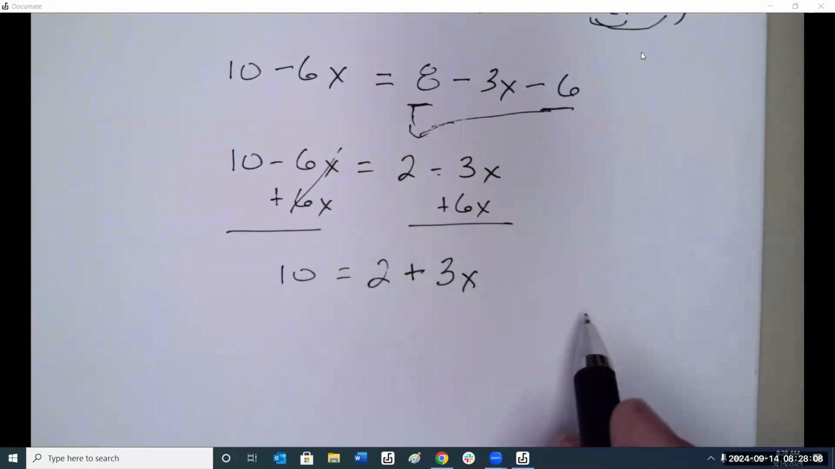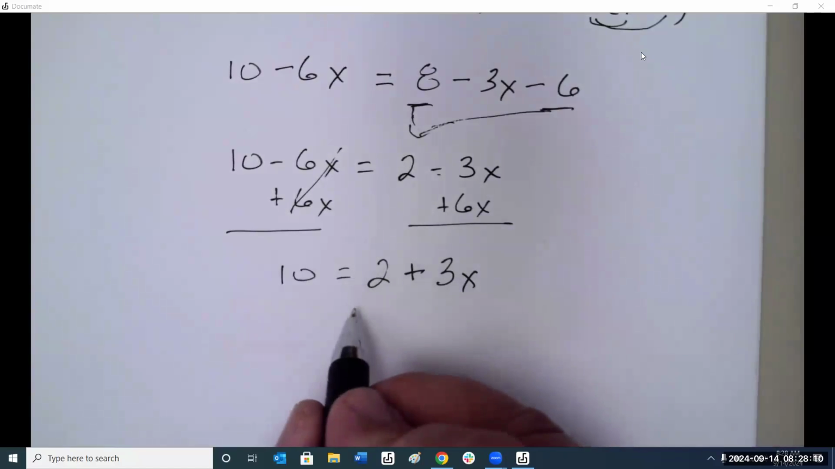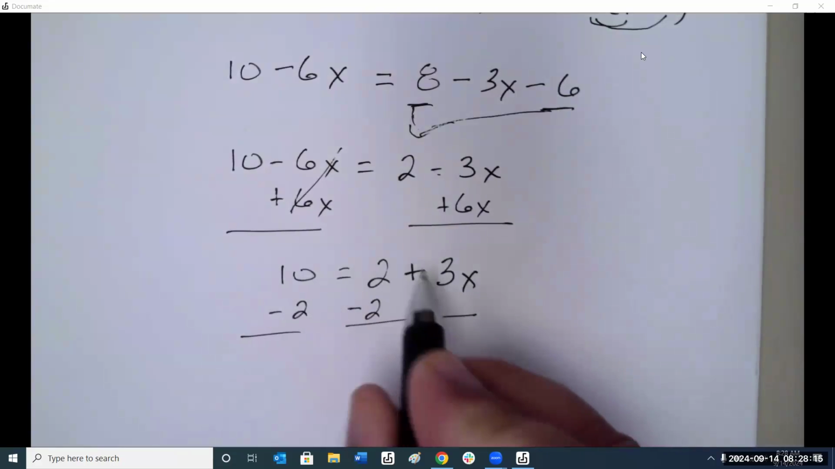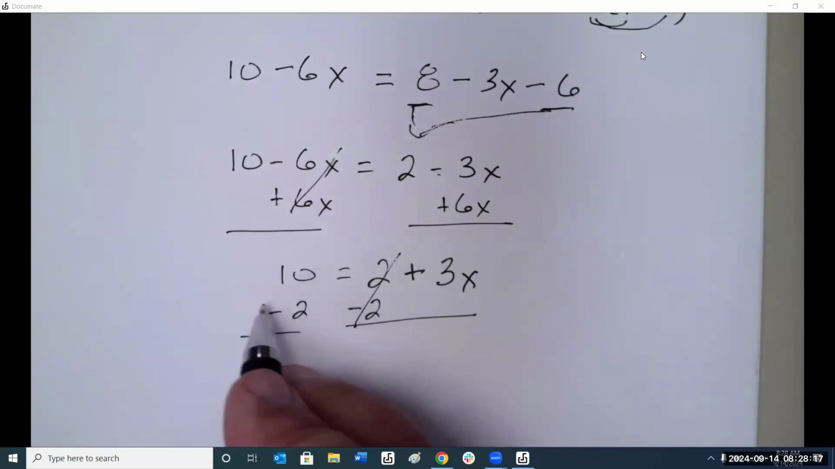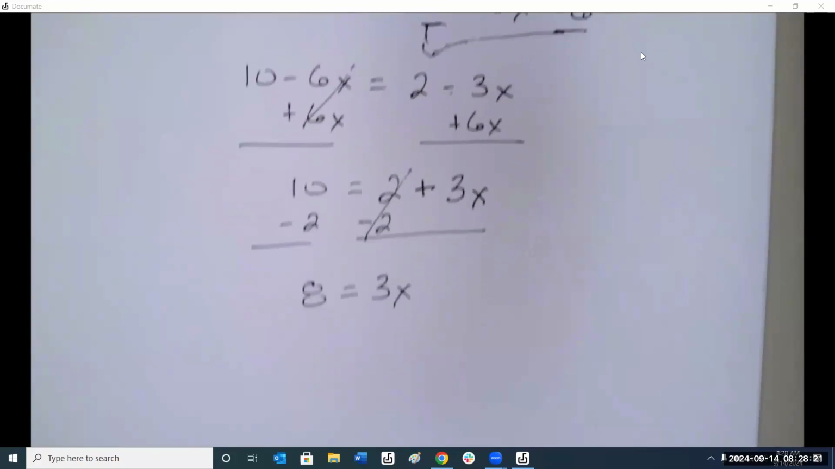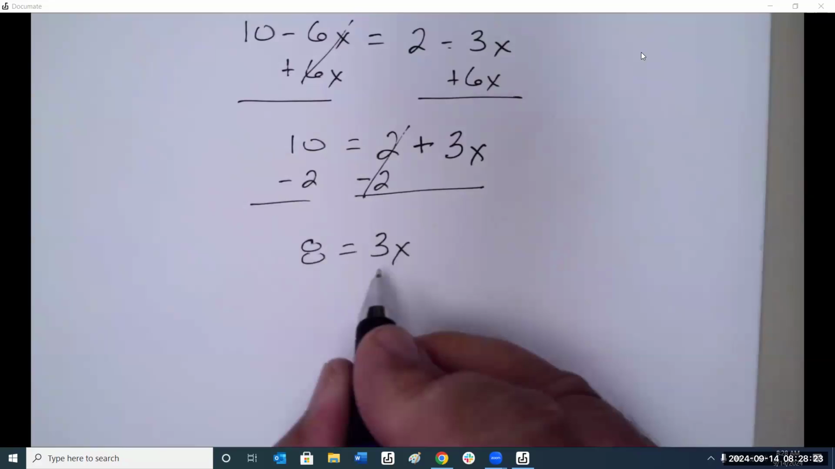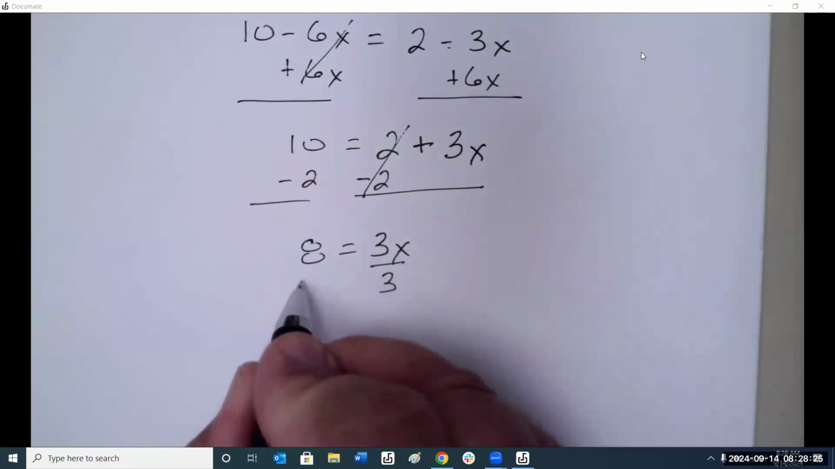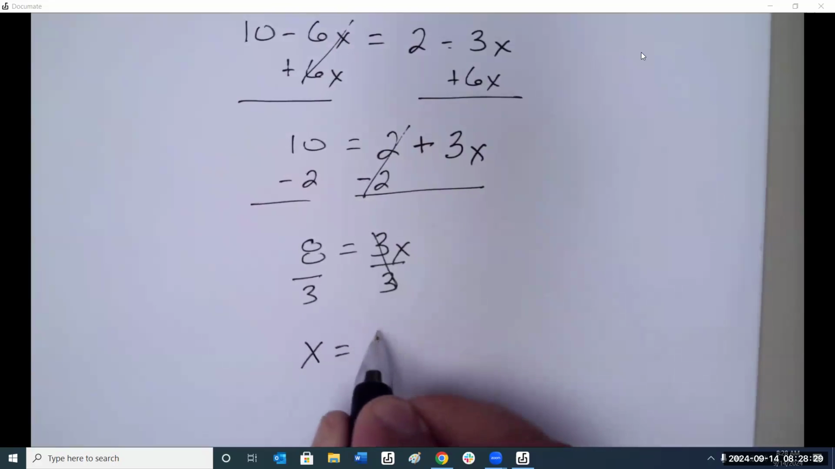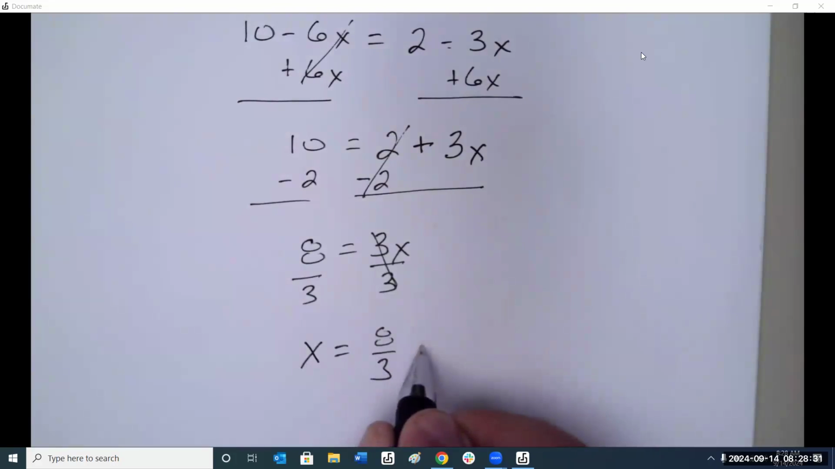All the x's are on one side, so get rid of the non-x's. Subtract 2 from both sides. 10 minus 2 is 8 equals 3x. Divide by 3. So x is equal to 8 over 3.